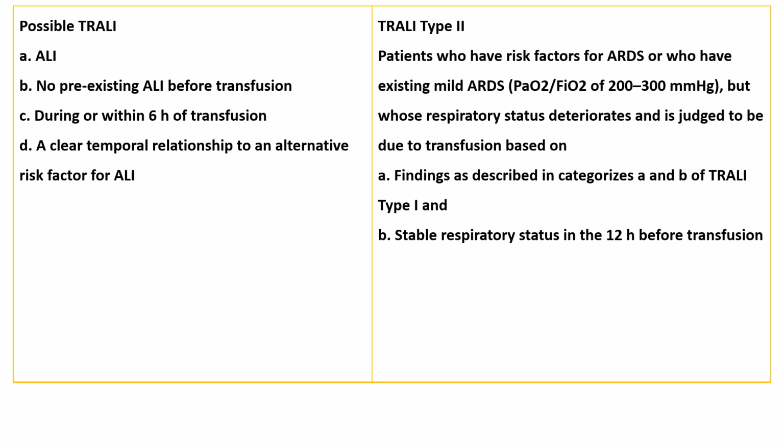In TRALI type 2, the patient has a risk factor for ARDS or has existing mild ARDS, but whose respiratory status deteriorates and is judged to be due to the transfusion of blood or other products. The findings which we described in TRALI type 1 are included in this also. The difference is that in TRALI type 1 the patient doesn't have any risk factor for ARDS, whereas in TRALI type 2 the patient has a risk factor for ARDS. And here in TRALI type 2, there is a stable respiratory status in the 12 hours before transfusion.